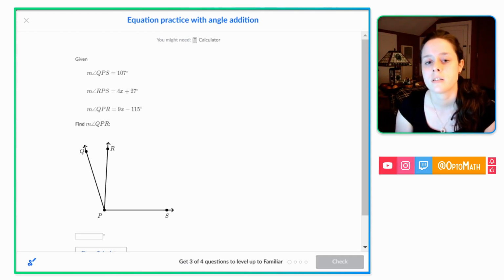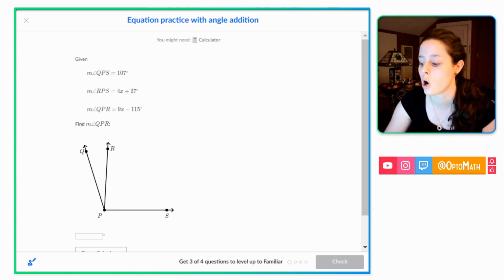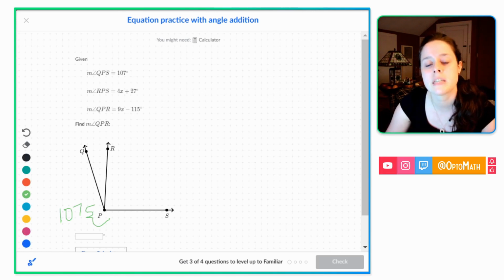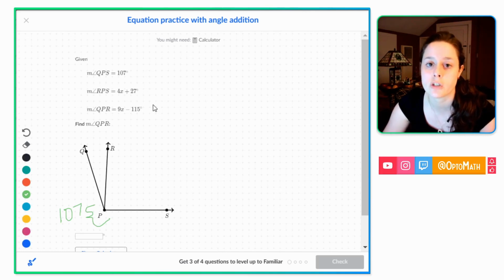Remember, if you're given some information, you always want to draw a picture or fill in the given information to your existing picture, and that's exactly what we're going to do here. So we see here that we're given info that the measure of angle QPS is 107 degrees. So let's go ahead and draw that in here. Our next piece of given info is that the measure of RPS is 4x plus 27 degrees. So we're going to draw that in as well.